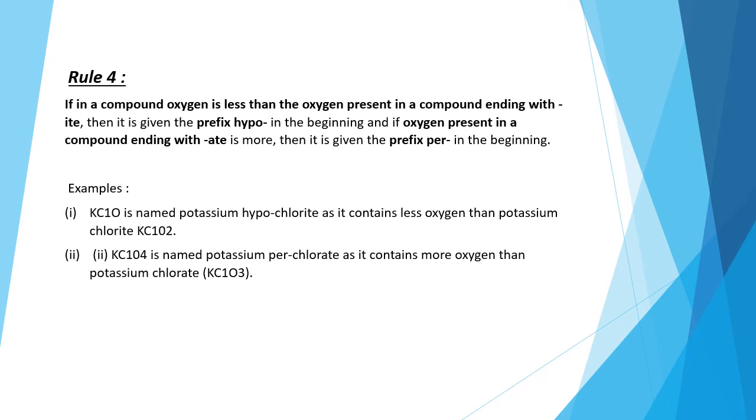Fourth rule: if the oxygen in a compound is less than the oxygen present in the compound ending with ite, then it is given the prefix hypo in the beginning. Like the same, if the oxygen present is more than in the compound ending with ate, then it is given the prefix per in the beginning. Examples: KClO is named potassium hypochlorite as it contains less oxygen than potassium chlorite, KClO2.